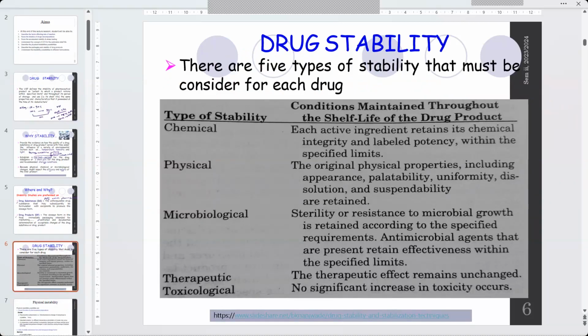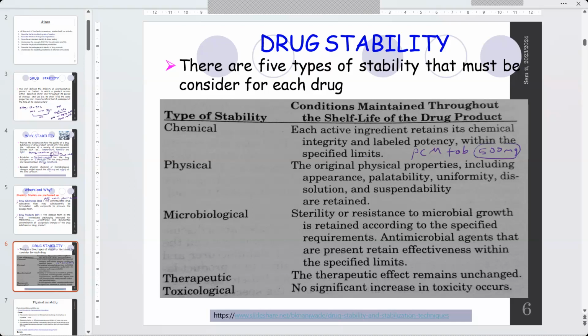So these are the types of stability, or characteristics, I need the drug to keep stable so that it will remain safe and effective. Number one, I need chemical stability. Chemical stability means that the active ingredient retains its chemical integrity and labeled potency within the specified limits. What is labeled potency? You may have a drug, for example, paracetamol 500 milligram tablet. Okay, so this is the labeled potency. One tablet contains 500 milligram.